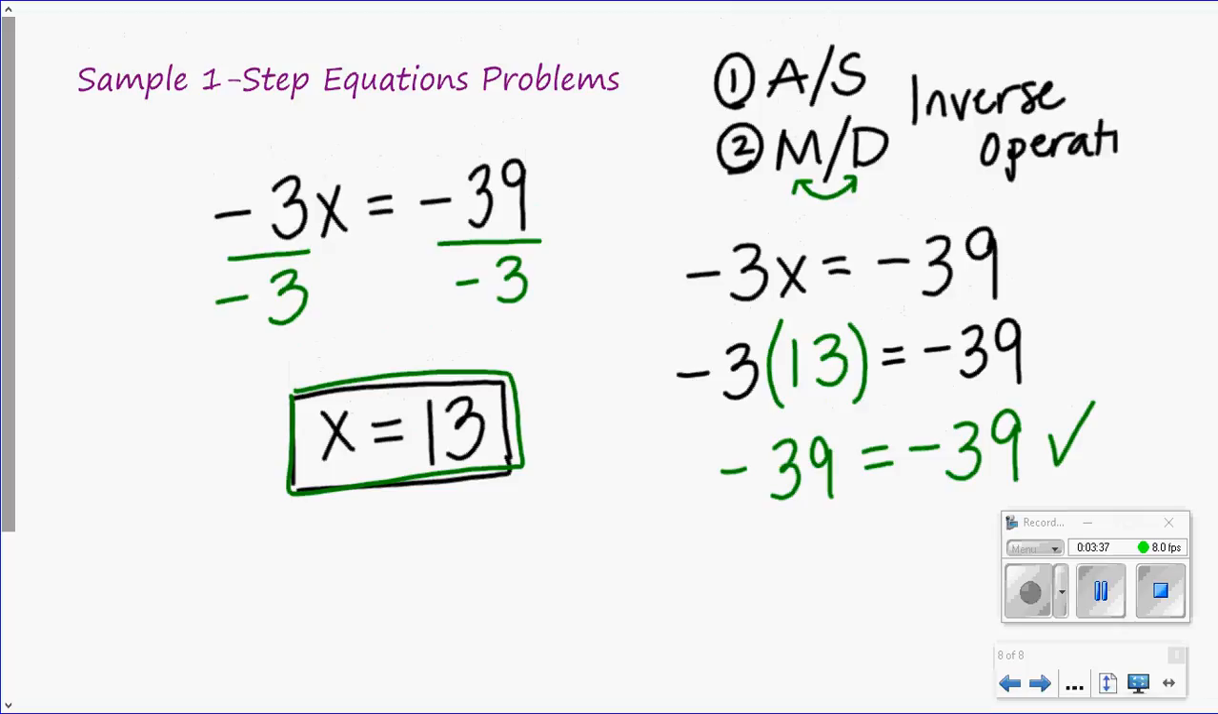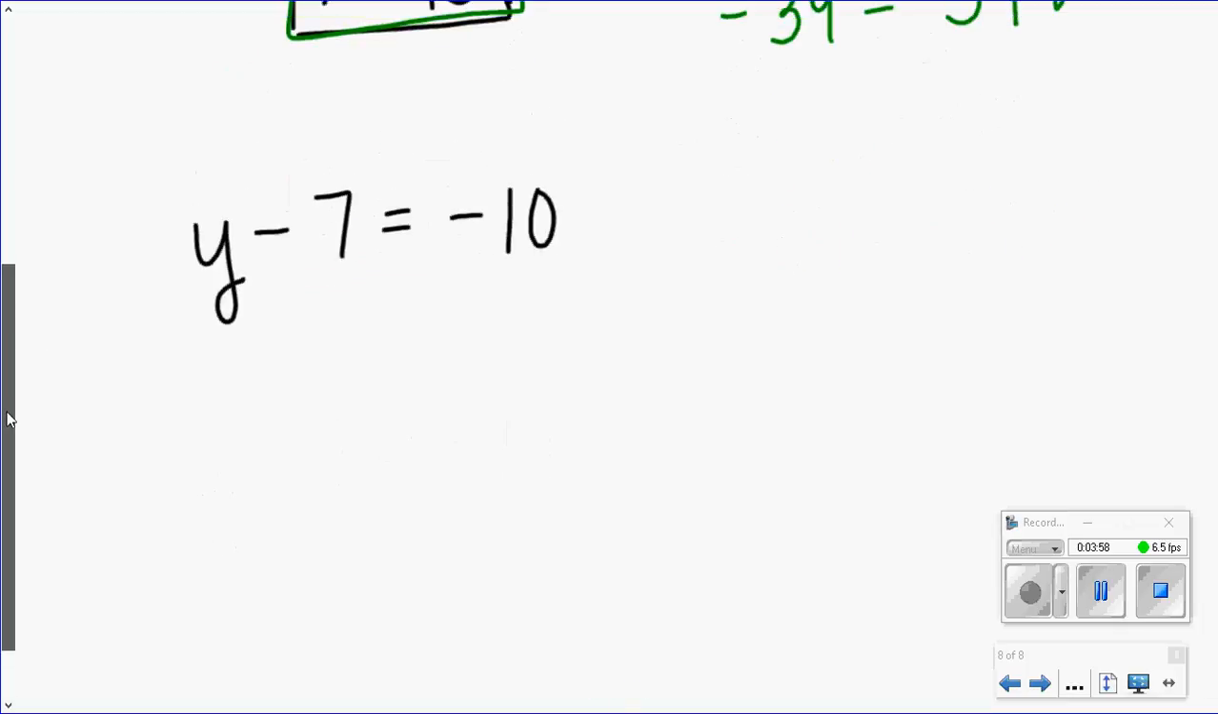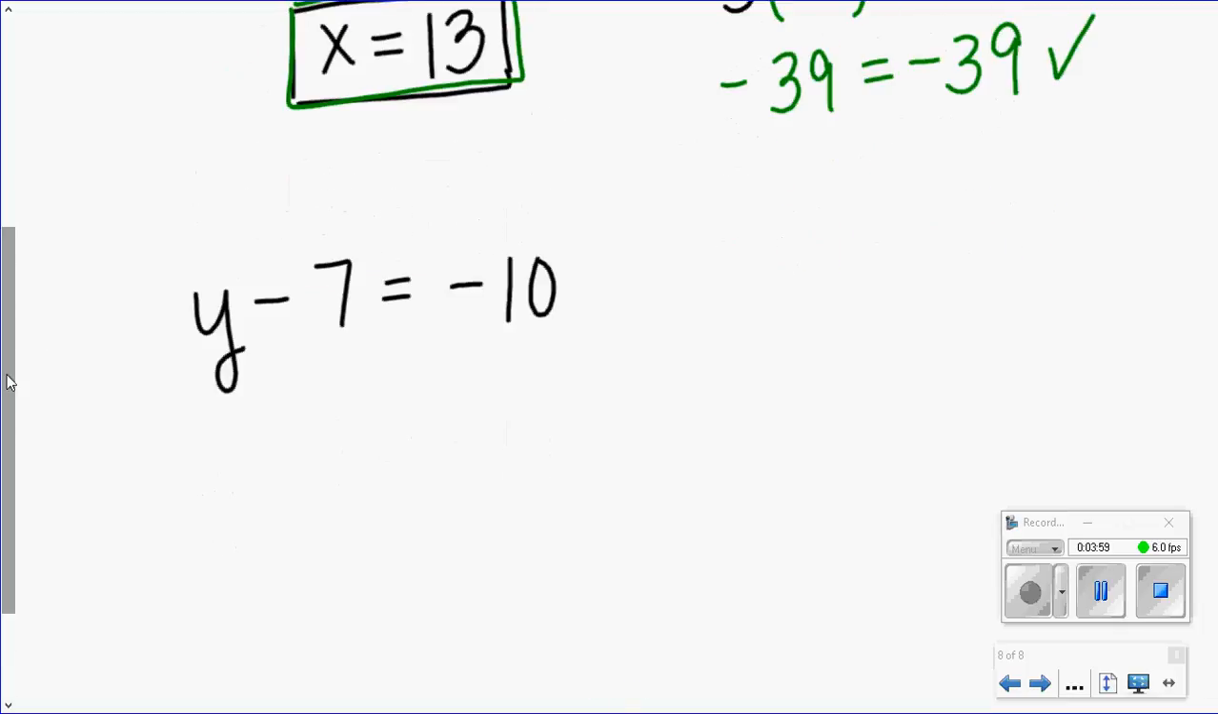Okay, on to the next problem. y minus 7 equals negative 10. So a number minus 7 gives me negative 10. If you want to write it down, pause it, and try it, great. If you just want to watch me solve it to see an example, you can do that too.